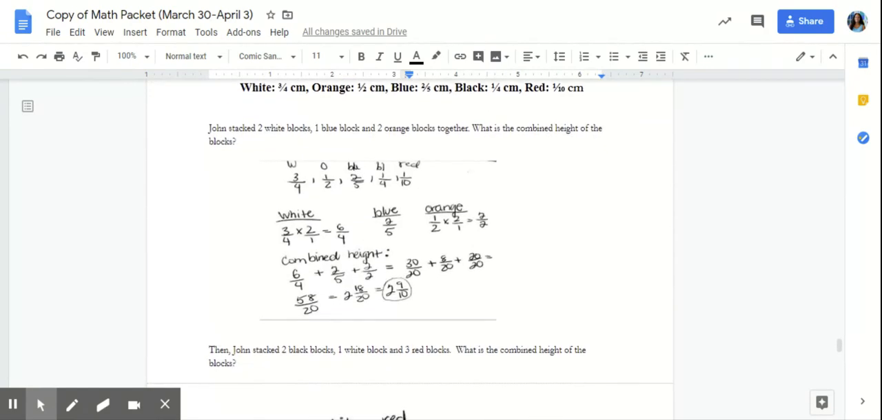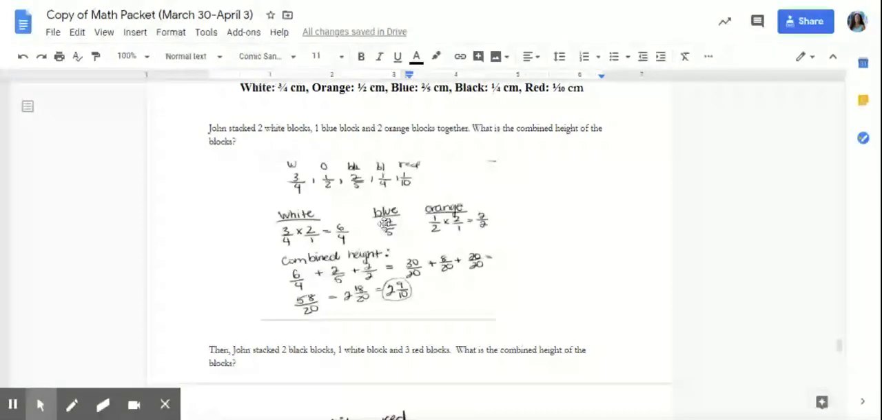Moving on to our next problem. John stacked 2 white blocks, 1 blue block, and 2 orange blocks together. What is the combined height of the blocks? So I have my key here. So we know that we have 2 white blocks, so I'm going to multiply 3/4, the height of my white block, by 2. And I'm going to get 6/4. Blue, there's 1 block, so we just have 2/5. Orange, there should be 2 blocks, so we're going to multiply 1/2 by 2. I'm going to get 2/2, which also is equal to 1.